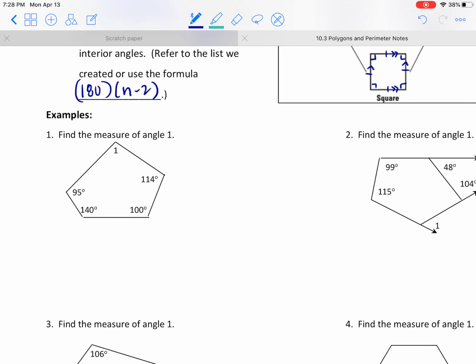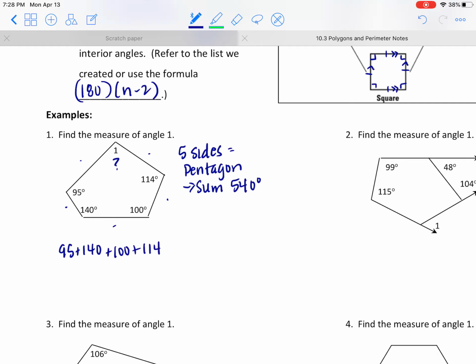All right, so look at number 1. Before we try to find the measure of the missing angle, what kind of shape are we dealing with? Well, we've got 1, 2, 3, 4, 5 sides here. So if we have 5 sides, then we have a pentagon. And for a pentagon, the sum of the interior angles is 540 degrees. So we're trying to find this missing angle right here, angle 1. I know if I add the 95, 140, 100, 114, and the missing angle, I have to get to 540 degrees total.